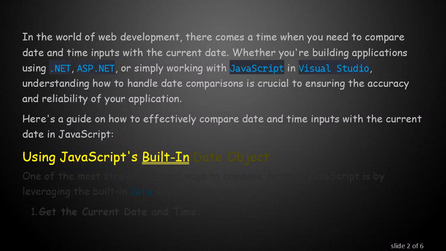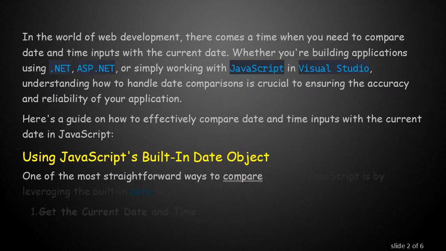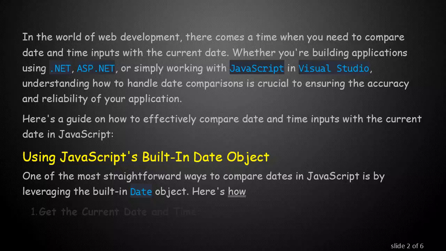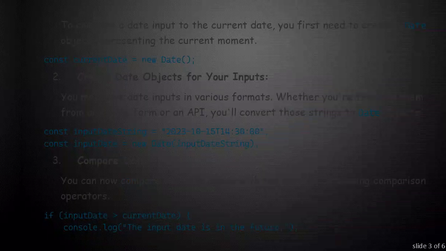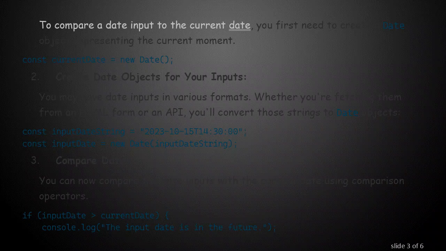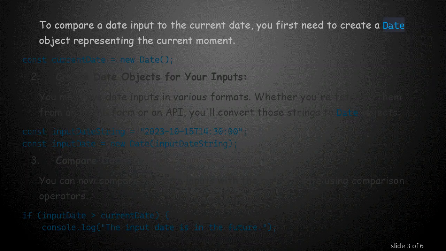Using JavaScript's built-in Date object. One of the most straightforward ways to compare dates in JavaScript is by leveraging the built-in Date object. Here's how. Get the current date and time. To compare a date input to the current date, you first need to create a Date object representing the current moment.